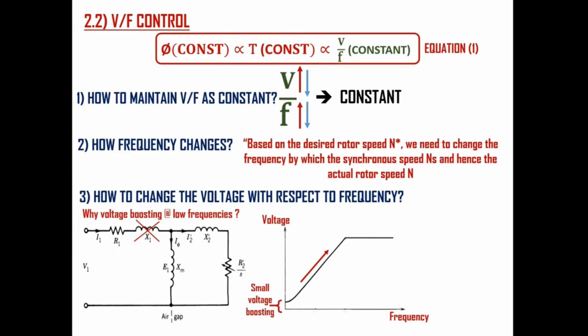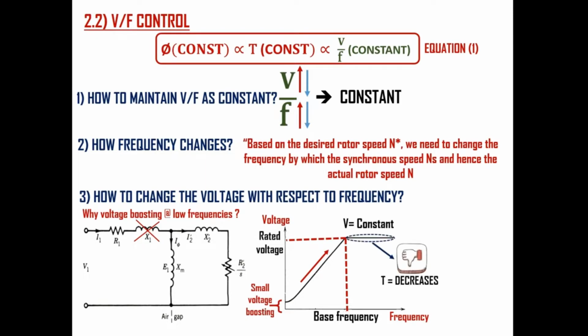Usually, the voltage applied to the induction motor should not increase beyond the rated voltage to avoid the insulation breakdown in the stator windings. So, beyond the rated voltage or base frequency, the voltage will be maintained constant. So, we will not be able to maintain the V by F ratio as constant, and hence the maximum available torque decreases in this region with the increase in frequency.